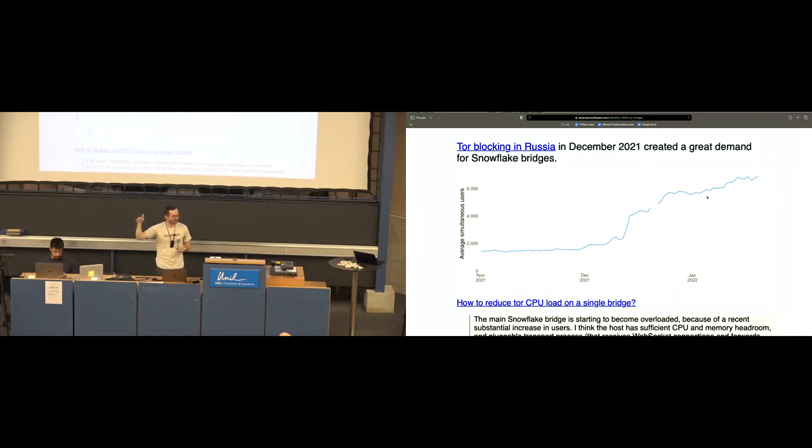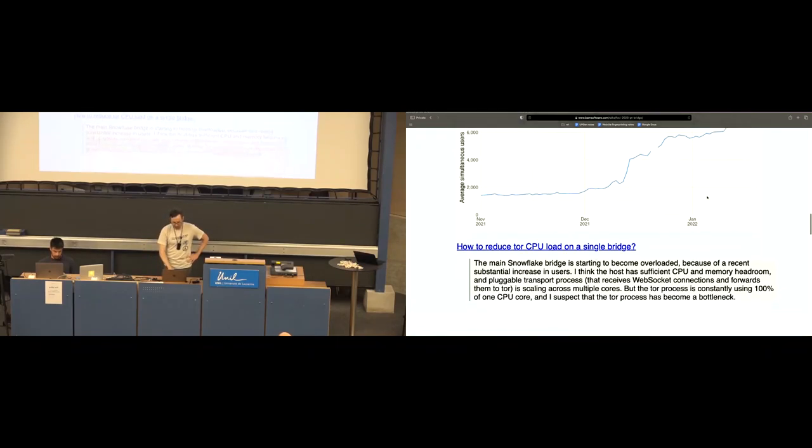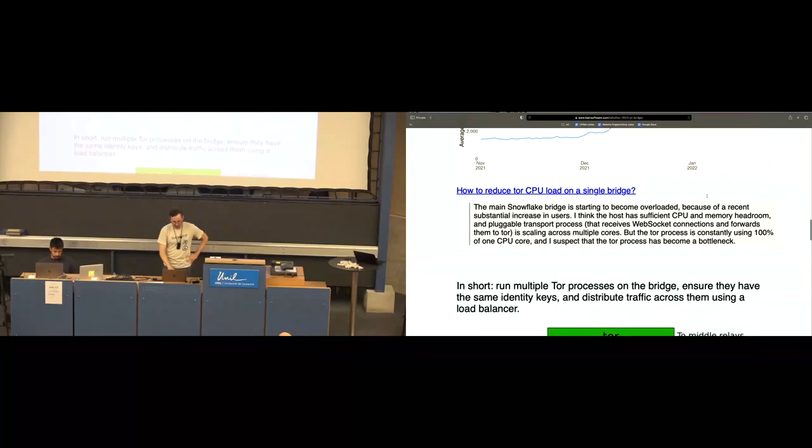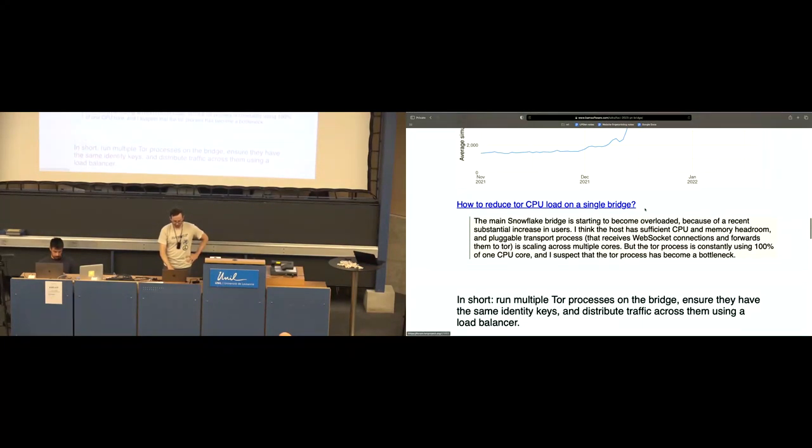And I remember looking at all these performance graphs and profiles and things like that and scratching my head for a while and thinking, you know what? I think Tor is the bottleneck here. And it turns out that's what it was. So it started off this, it's going to go down as one of the great threads in history on the Tor forum, on the Tor Relays mailing list. How to reduce Tor CPU load on a single bridge.